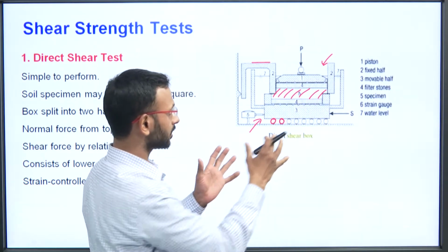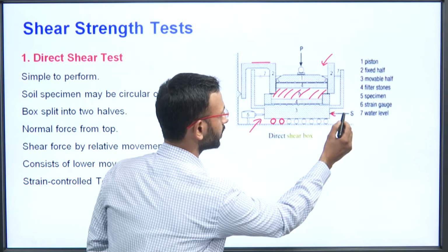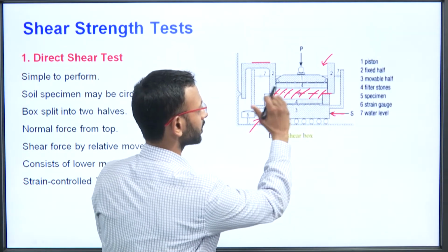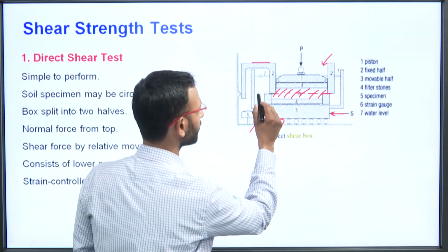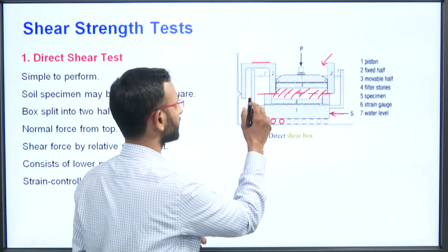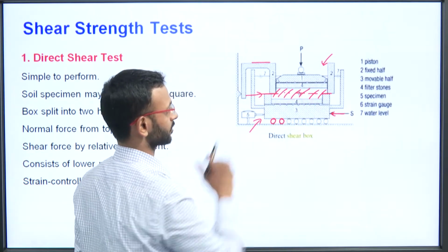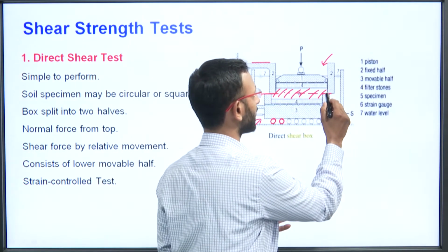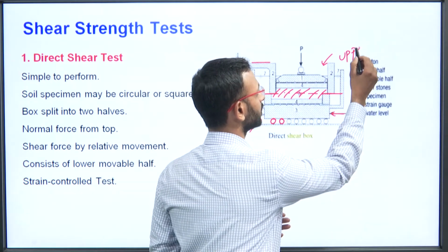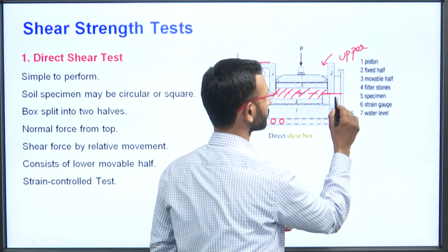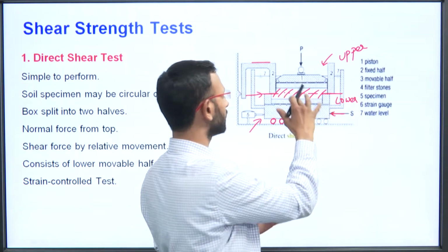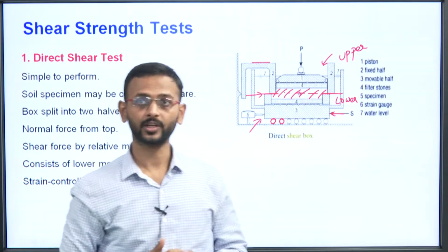When the lower part is moved, what happens? The soil will be broken from this point. So you can say that the failure is occurring along this plane only. The failure surface is already known to us, because wherever the partition is between the upper half and the lower half, at that place there will be the shear failure taking place.